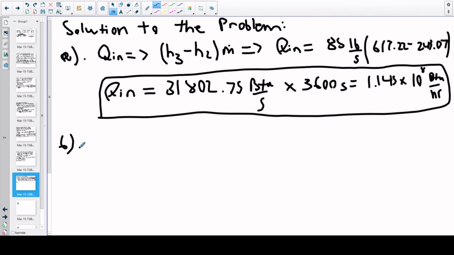And so the next part is asking for the pressure after the expansion through the turbine. All that means is just pressure 4, whatever the pressure is coming out of the turbine. 3 went in, so 4 has to come out.